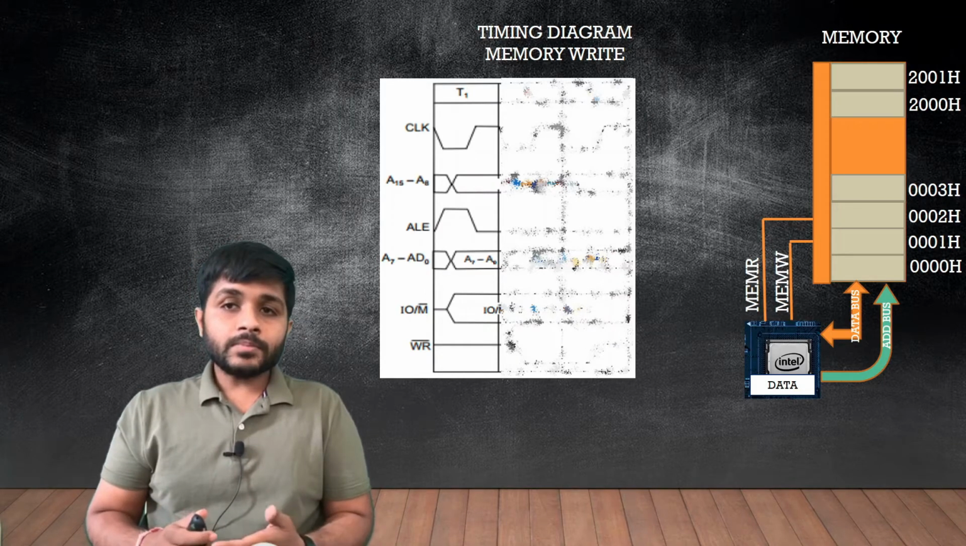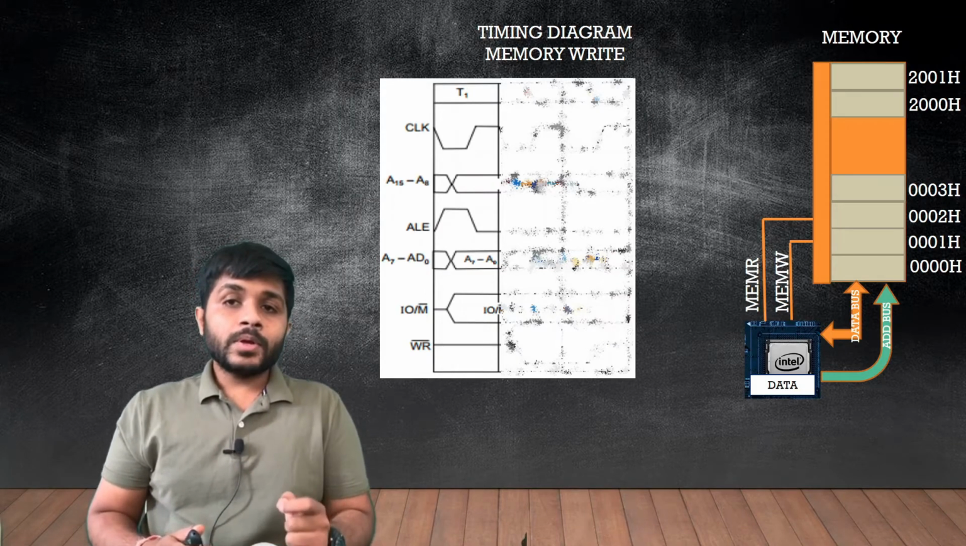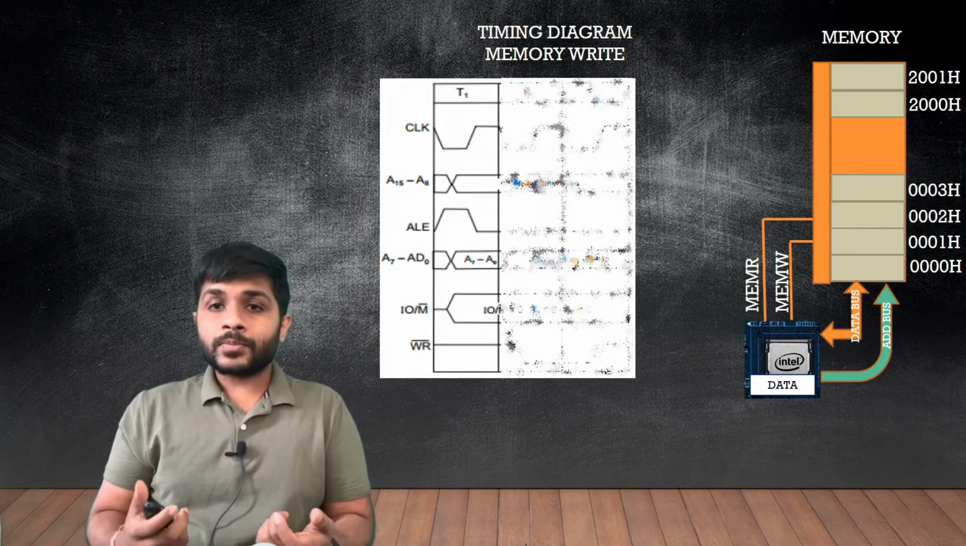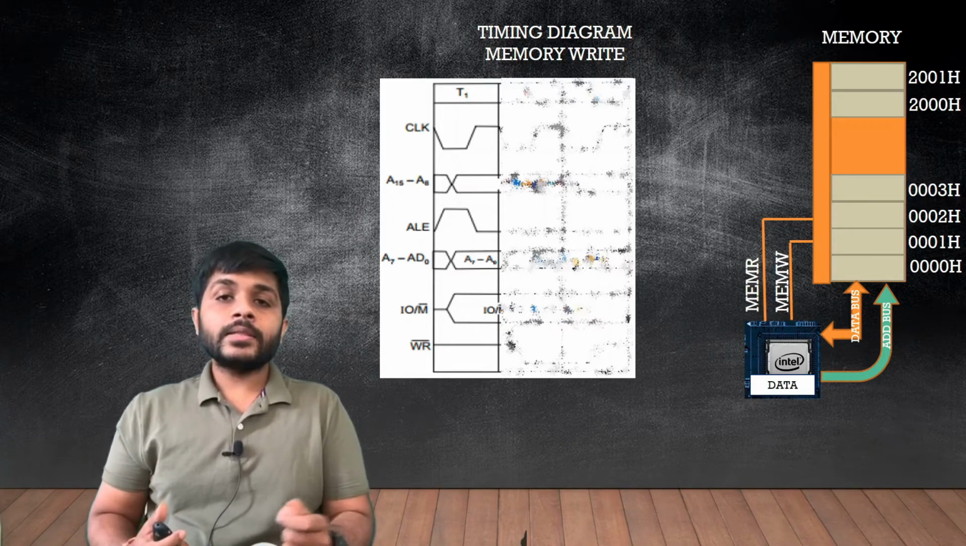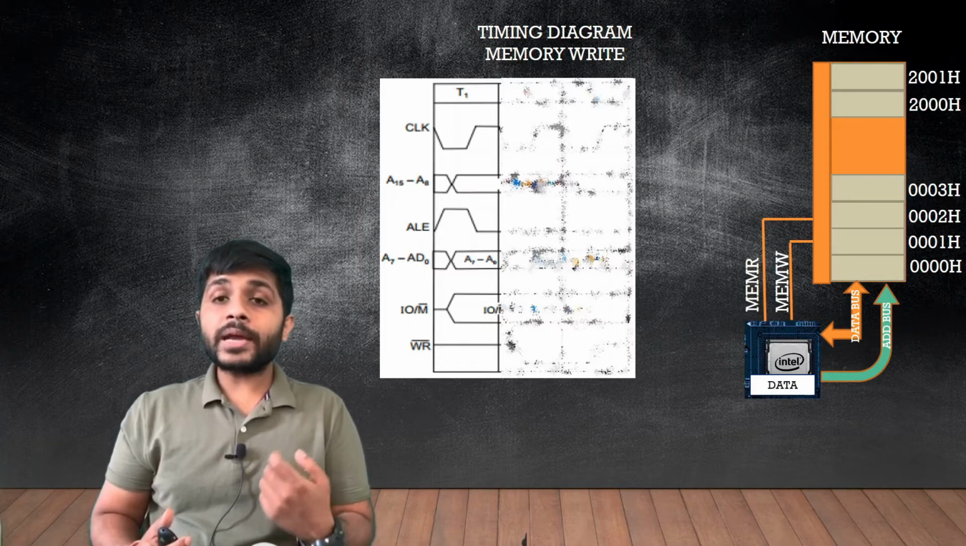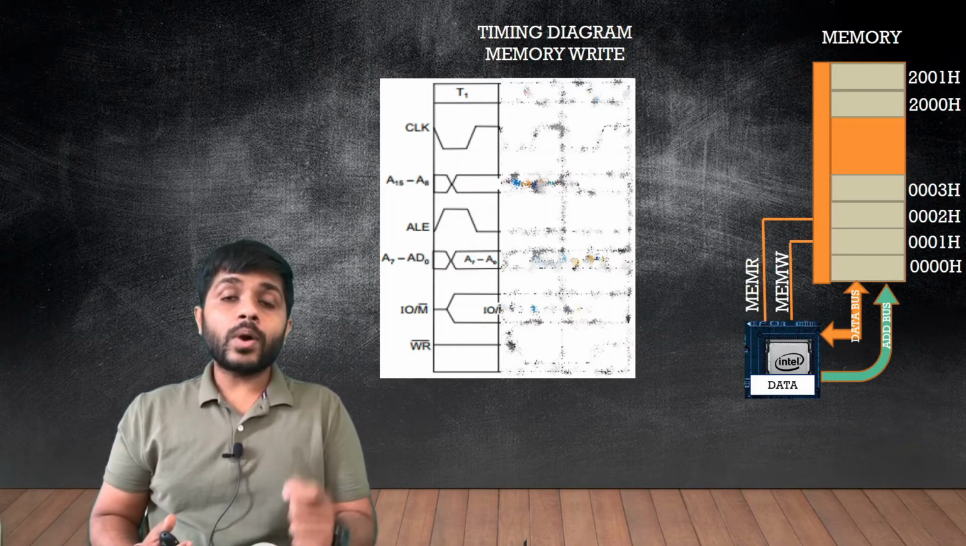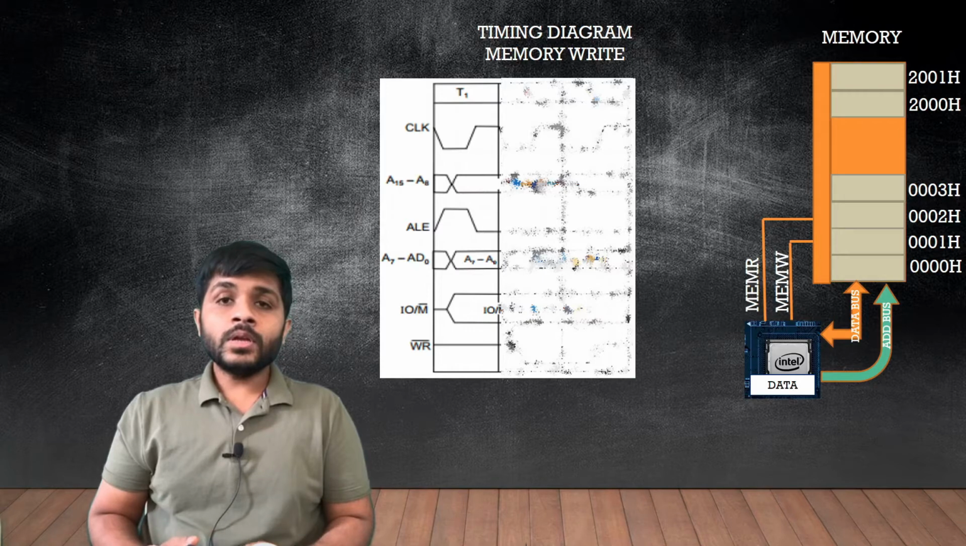What is a timing diagram? Using the timing diagram, we can see different signals, using which we can understand what are the steps done by the microprocessor to perform one machine cycle. Let's see all the signals in the timing diagram.